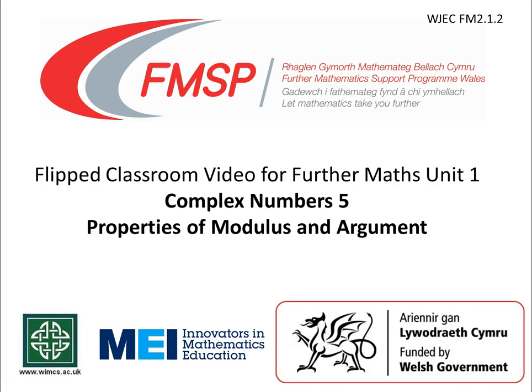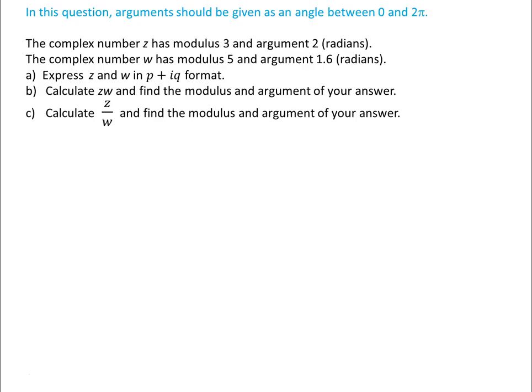In this video we introduce some important properties of the modulus and argument of a complex number. We start with a motivating example. So we have the complex number z has modulus 3 and argument 2. Complex number w has got modulus 5 and argument 1.6. So we have to express z and w in the p plus iq format.